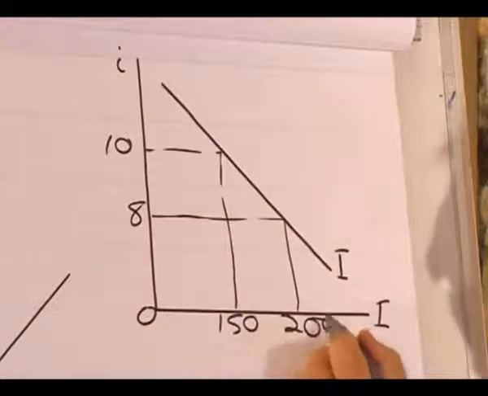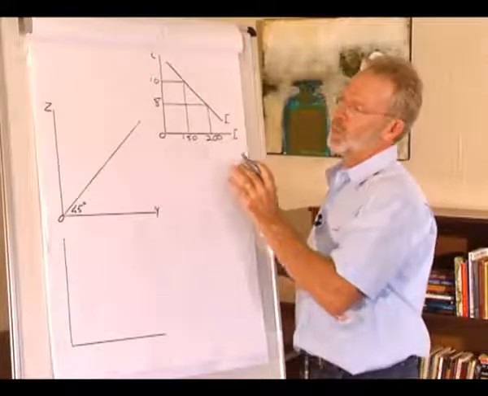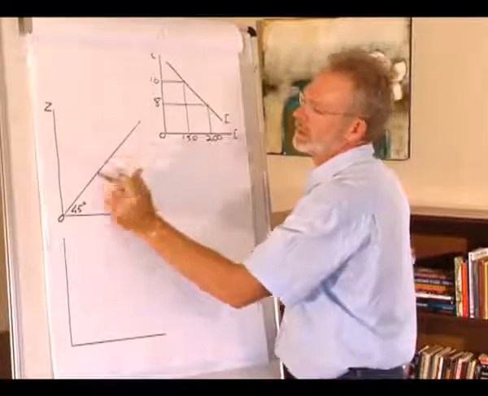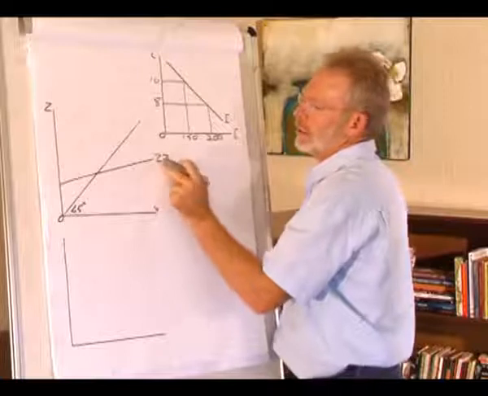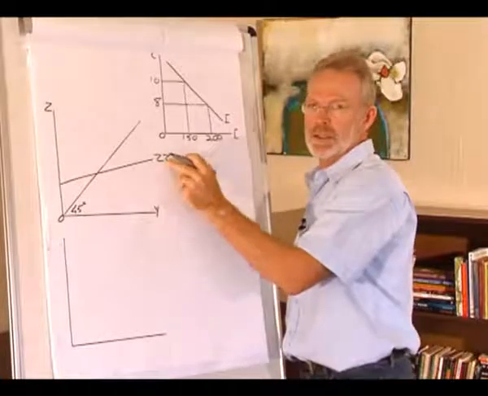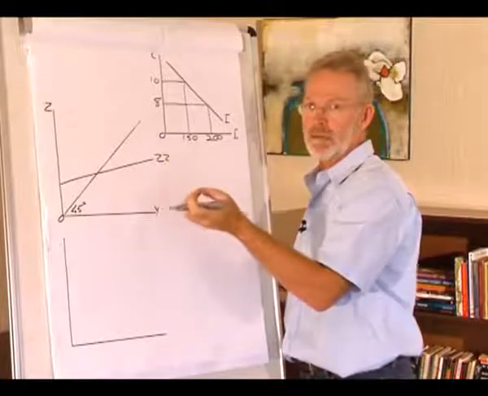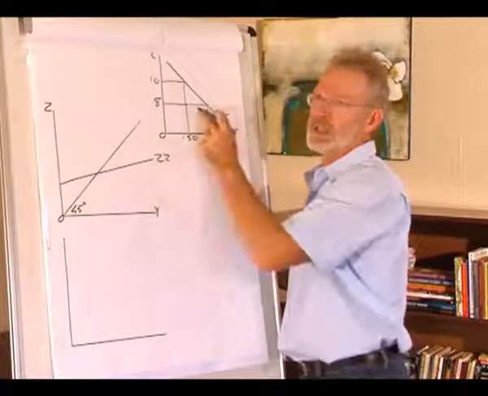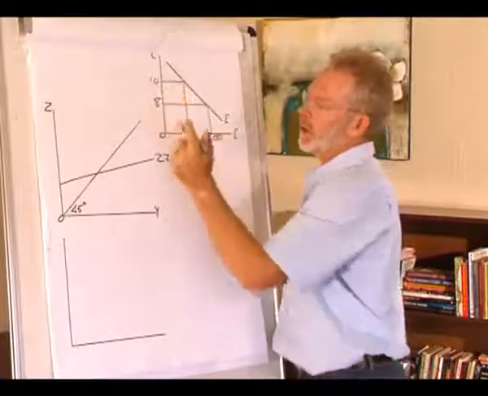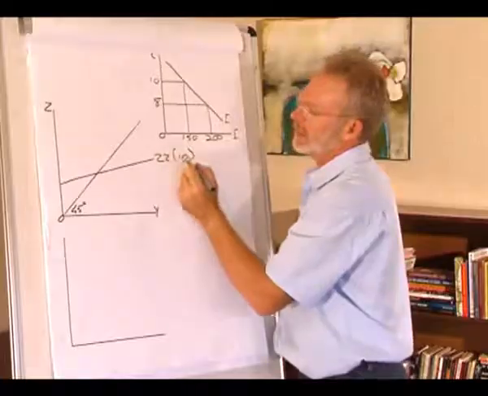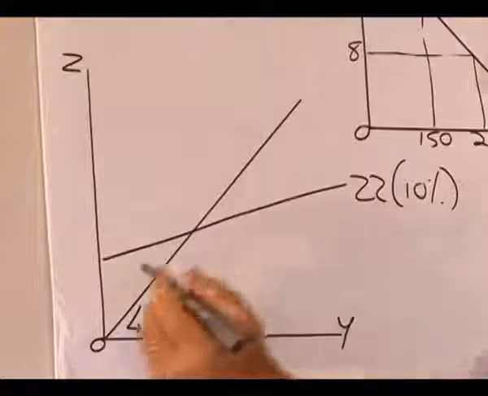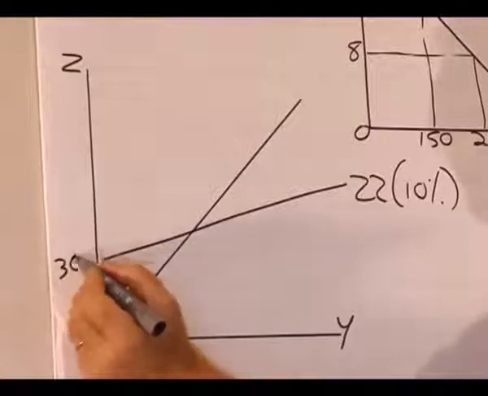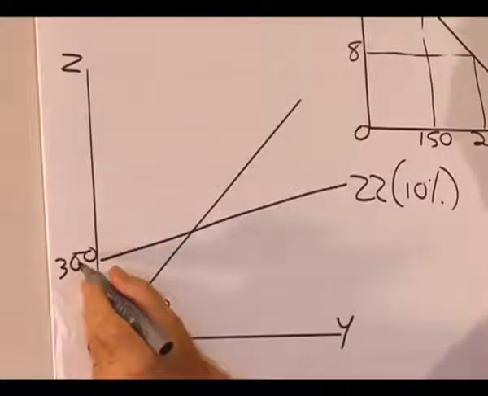is equal to 200. When we go to the goods market, we have the demand for goods and services. Included in the demand for goods and services, we have consumption spending, government spending, and also investment spending. So at the interest rate of 10%, investment was 150. Let's assume the vertical intercept is equal to 300.